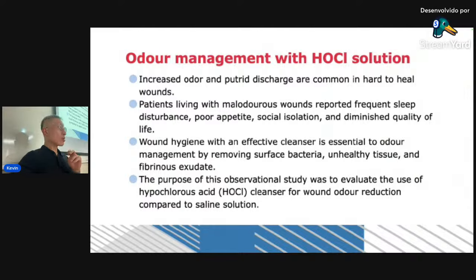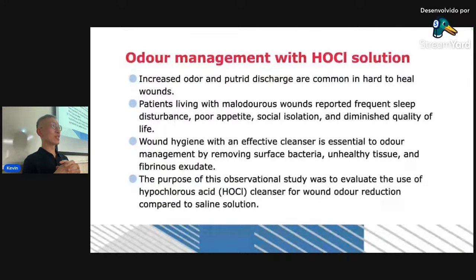And we also know that with the use of hypochlorous acid, with the reduction of bacteria, perhaps we can promote better odor management as well. And we know that smell is a very important component. We're so self-conscious, even among ourselves, when we have a certain odor. For wound patients, it's particularly vital because a lot of wounds may emanate a certain type of odor because of the bacteria and the exudate.